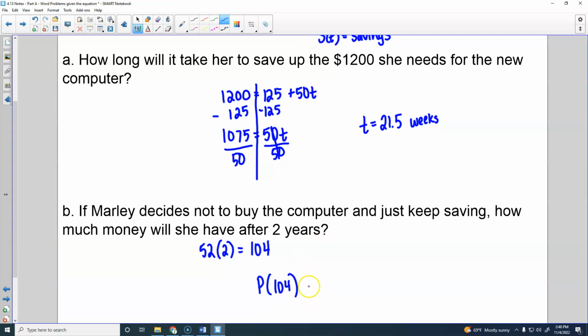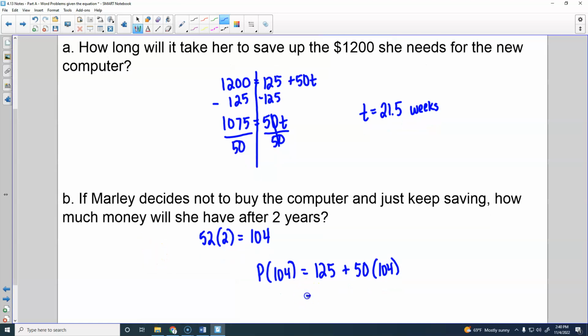All right, so if we plug in 104, it'll be 125 plus 50 times 104. So look at what you would do to solve that. You multiply by 50, and then you would add the 125. So it's the same thing as you're doing. You are reasoning through it rather than plugging it into the equation, but it does the same thing. Okay?